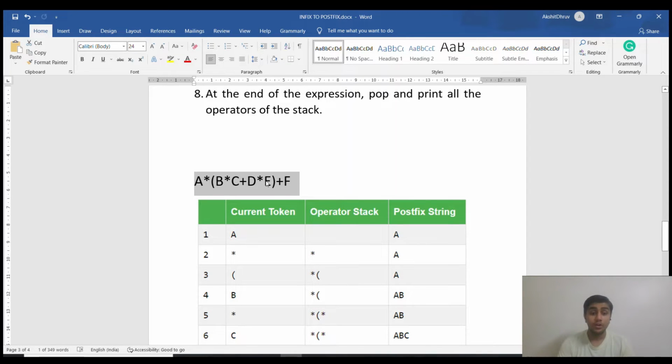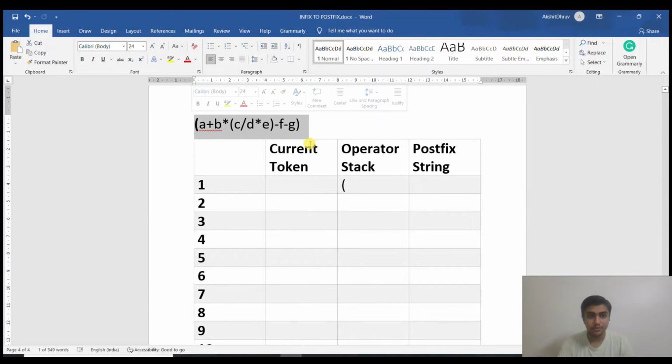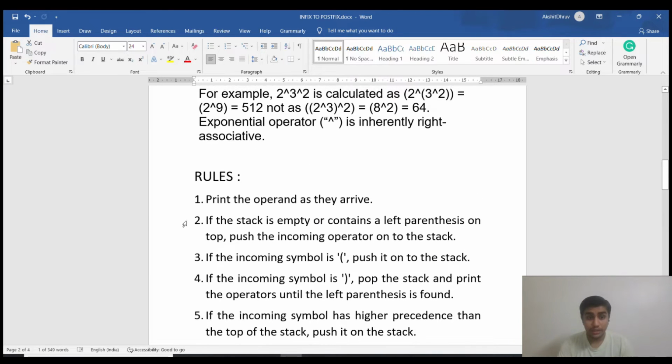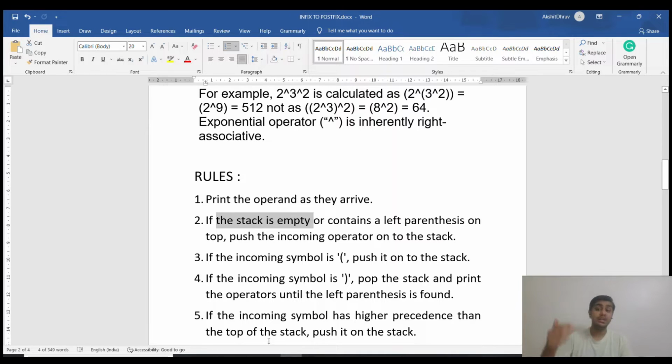I will just show you the complete solved example, and one we will solve is the unsolved example. We will see both of them, right? If A comes, this is an operand, so what we are telling here is print them directly. If the stack is empty, now these are the cases. It can be any of the cases, and according to the case, we have to do the work, right?